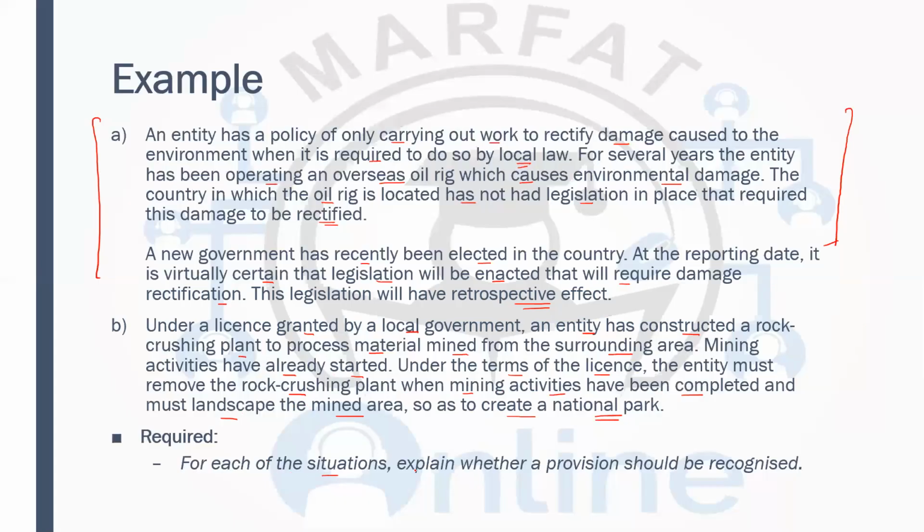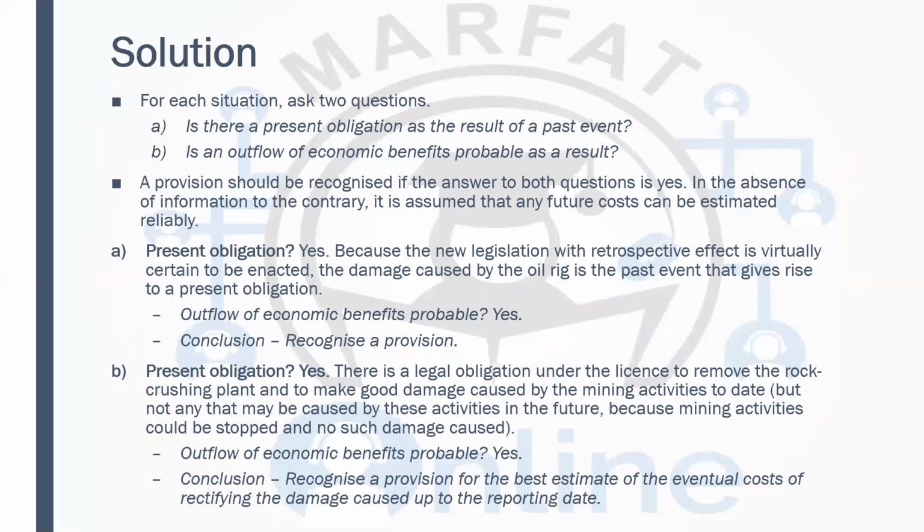For each situation, explain whether a provision should be recognized. Now, in the first, which is the A part, currently there is no law, but a law is coming. The law will have a retrospective effect. That means even the current contracts will be obliged to fix the damage they have done. In the B part, there's an existing obligation with the contract with the local government that when you are done with your mining activities, you have to restore it and make it a national park.